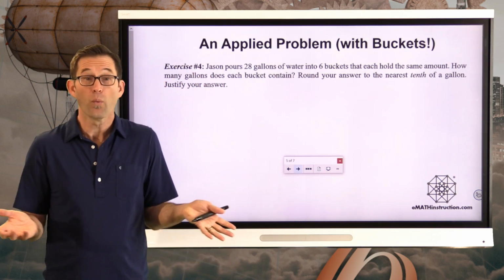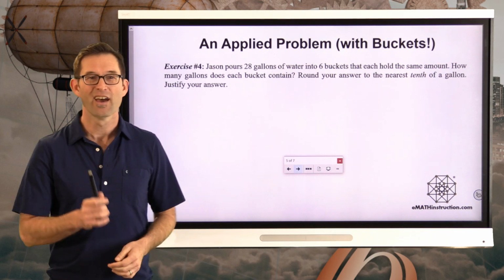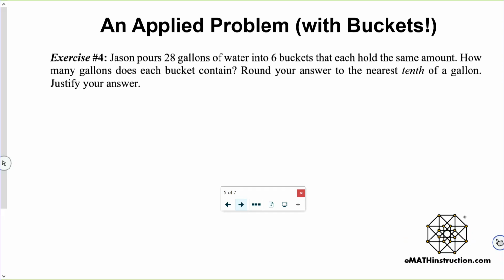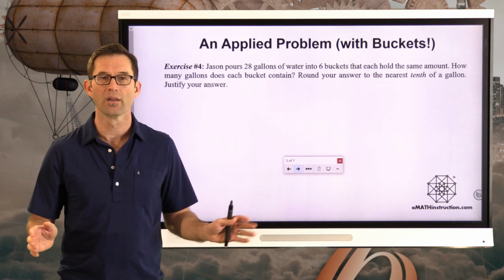An applied problem with buckets. I gotta love buckets. Anyway, exercise number 4. Jason pours 28 gallons of water into 6 buckets that each hold the same amount. How many gallons does each bucket contain? Round your answer to the nearest tenth of a gallon. Justify your answer. All right, let's talk a little bit about this problem.